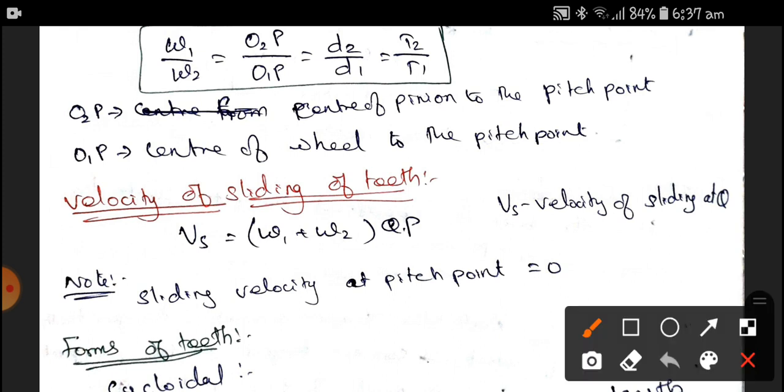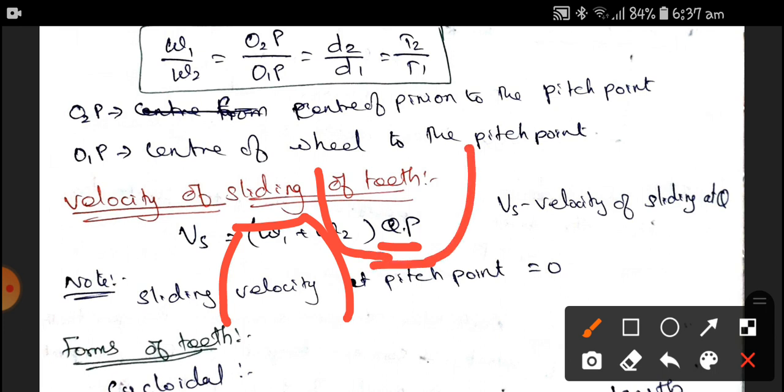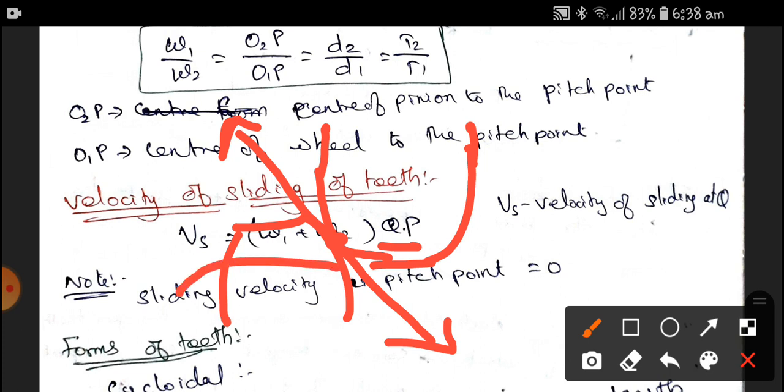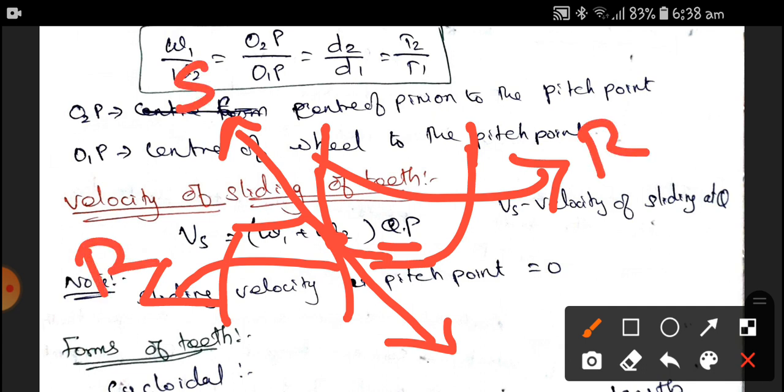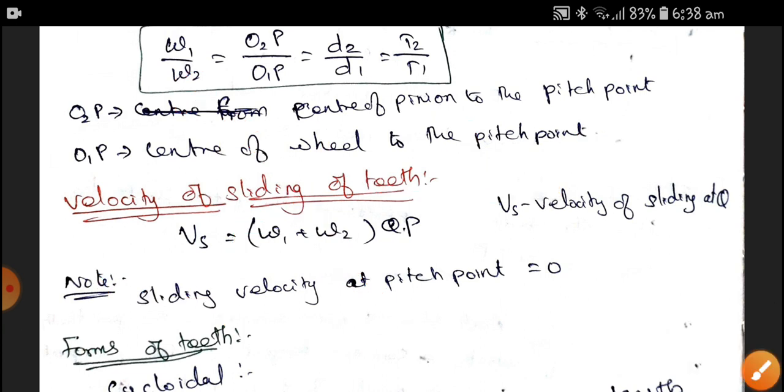How? If we have two teeth mating like this, say this is the pitch point, at the point of contact along this axis there is sliding, and along this axis rotation happens. Therefore, all gear drives consist of two types of motion. One is a sliding motion and another one is a rotating or rolling motion. So this you have to understand.